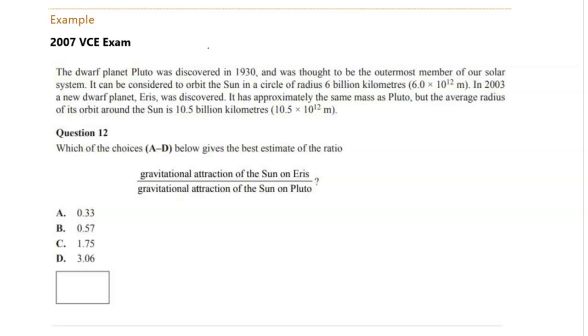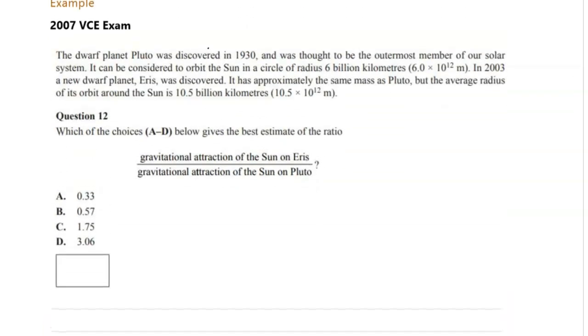Okay, so getting distracted. It was thought to be the outermost member of the solar system. It orbits the sun and has a radius of 6 billion kilometers, no biggie. We've got Eris, so that was about Pluto. Eris was discovered, has the same mass as Pluto, that's going to be important I imagine, but the radius is 10.5 billion kilometers, and they've given us the scientific notation there.